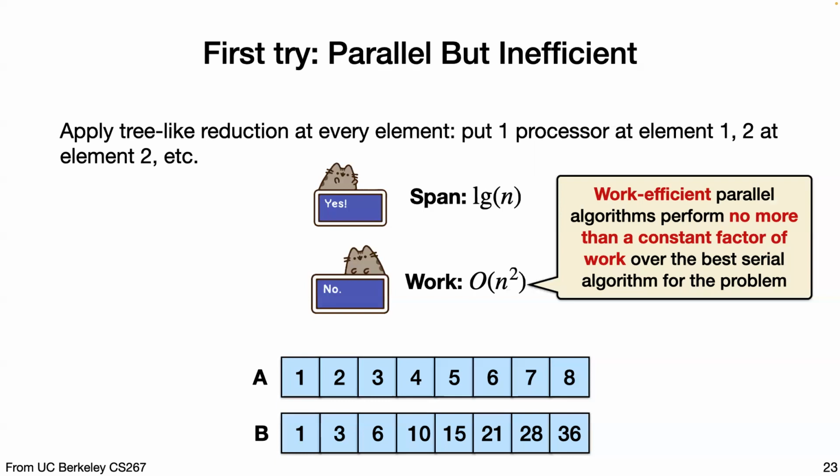And that's not ideal because we want work efficient algorithms, and work efficient means that if you have a parallel algorithm, you do no more than a constant factor of work over the best serial algorithm for that problem. We had a serial algorithm which takes exactly n steps, and now this is n squared. So the span is good, but the work is not ideal, so we want to improve.